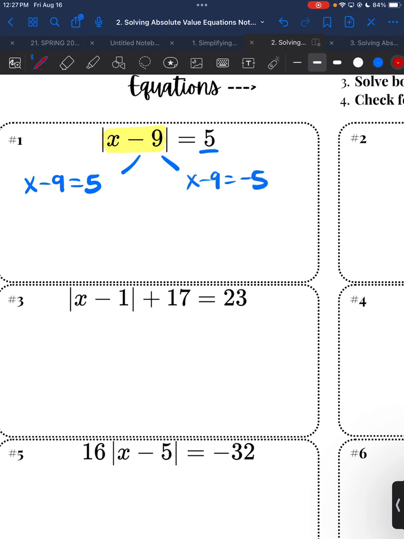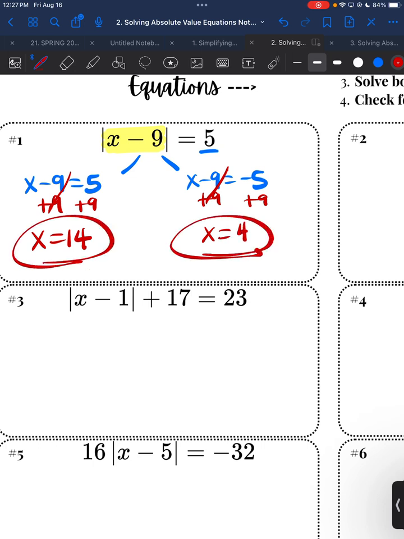So all you do is solve. We do plus 9, and then on the right side, we get positive 4. Both of these are your answer. Now you can check it on your calculator.